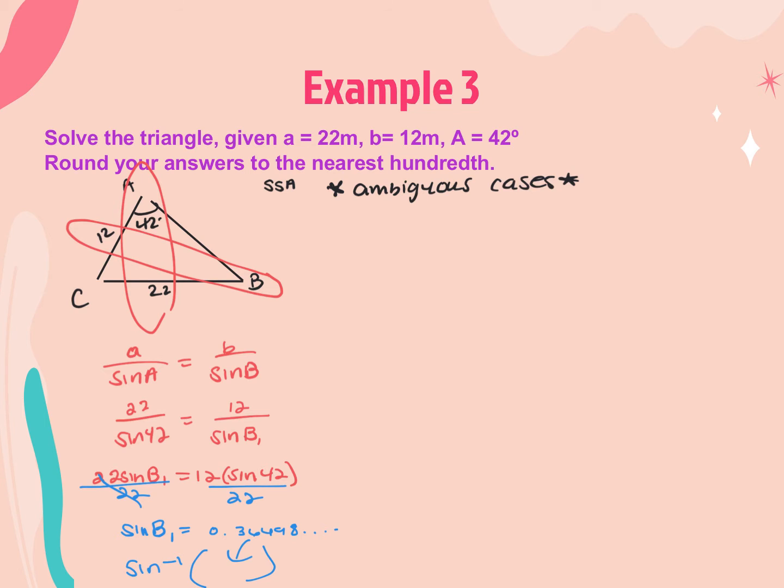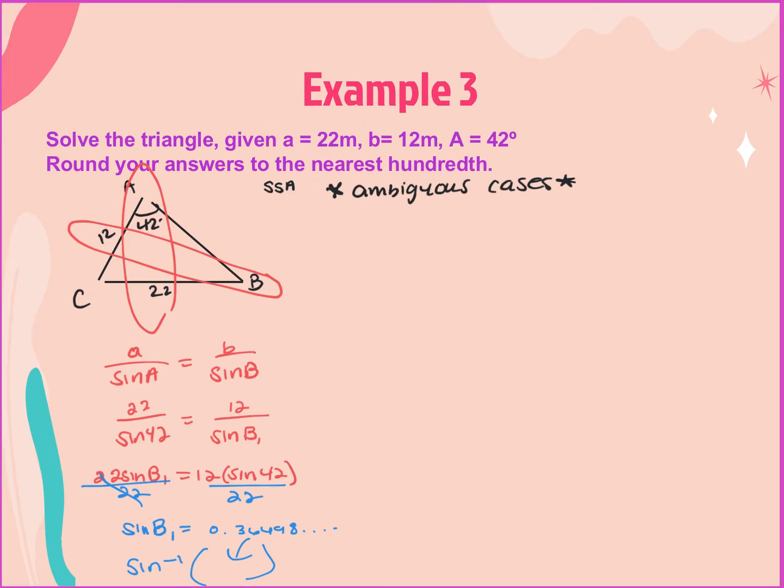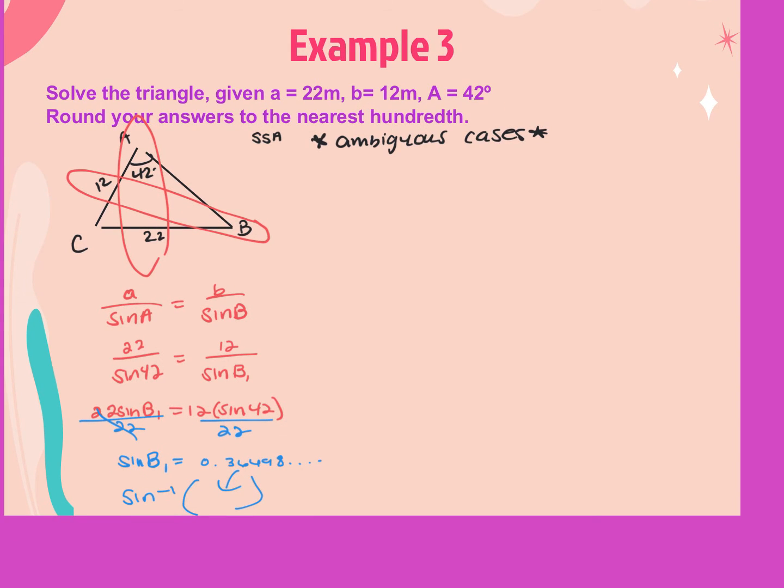Why do you do sine -1? Because that's not the angle, right? That's the sine of the angle. When we're looking for the angle, we do the inverse buttons. If you look back on all the stuff we did yesterday, it said B equals or A equals. It didn't say sine of B equals or sine of A equals. So anytime it has a sine in front of the letter, you have to do the inverse function.